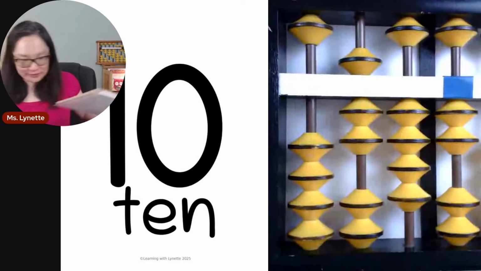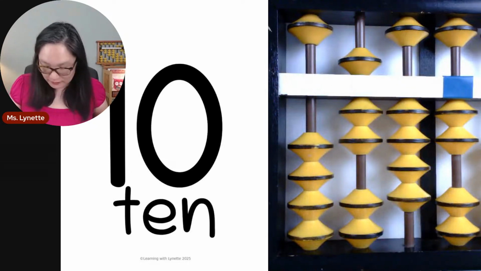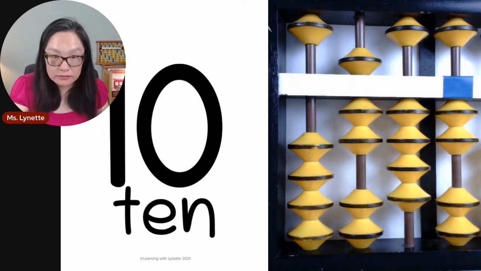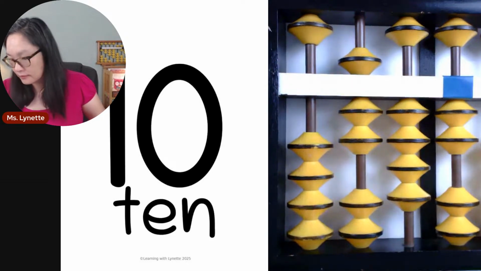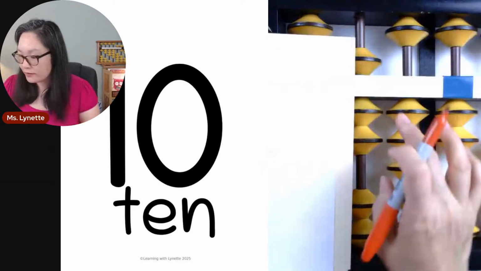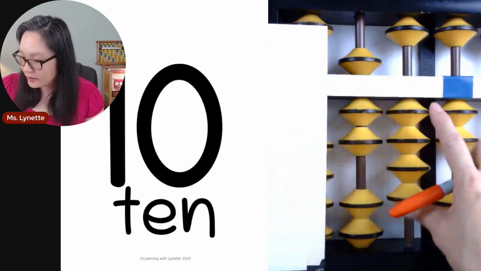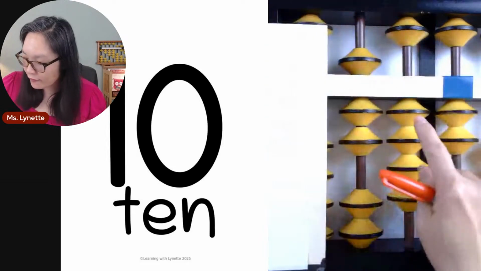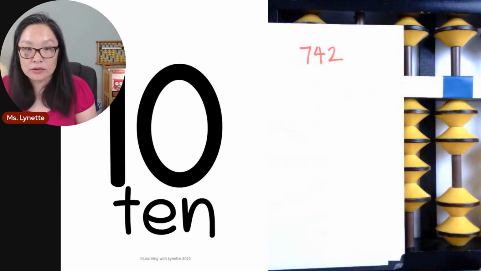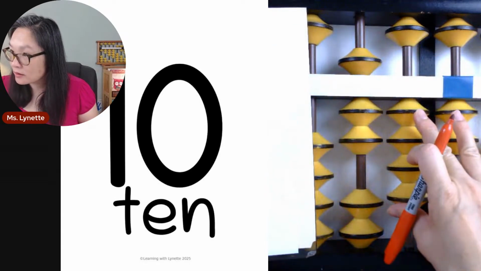All right, so let me get my pencil. So this number right here is, I don't know if I can, no, I can't do it. Okay, this number here, 7, right? 5, 6, 7, 4, right? 40, 1, 2, 3, 4, and then 2. There you go. 742. That's the number that's here.